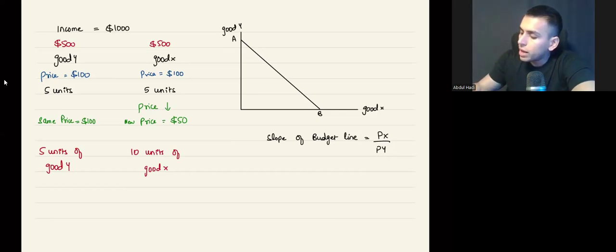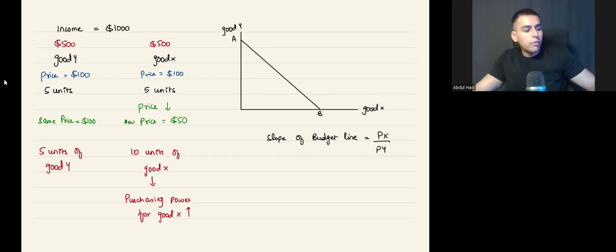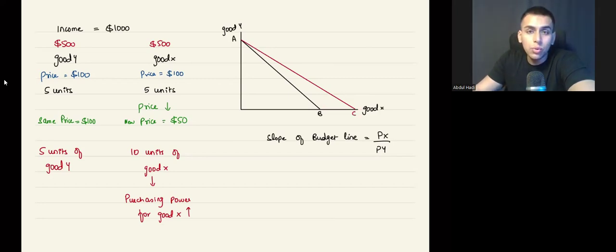Now, if the price level for good X is falling, this means that my real income or my purchasing power for good X is rising. The purchasing power for good Y is the same, but my purchasing power for good X is rising, which means that my budget line needs to come forward for good X because I can now afford more of good X at the same income level. So my budget line will tilt rightwards from AB to AC.